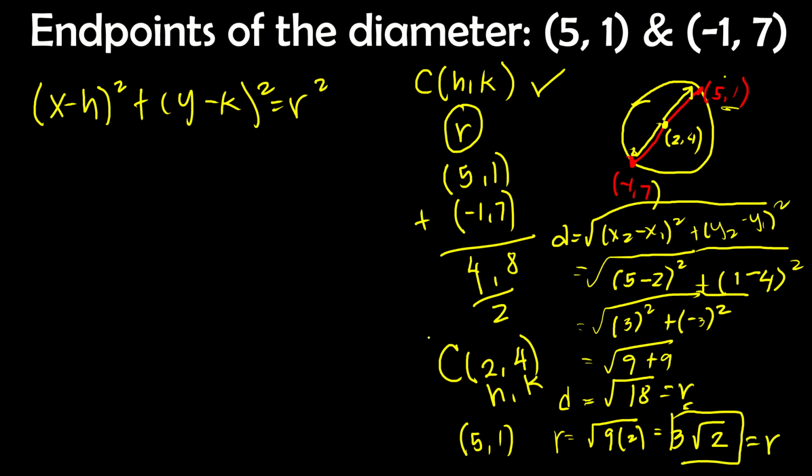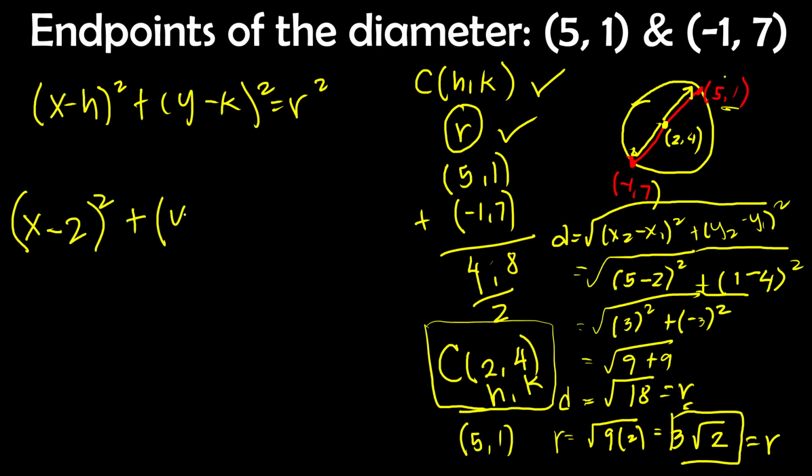We also have the center at 2 and 4. So we now have everything we need. Let's substitute here. So h is positive 2. The sign will be reversed. So we have x minus 2 squared plus y. Our k is positive 4. When the sign is reversed, it becomes negative 4 squared is equal to r squared. Our r is 3 square root of 2. So we need to square that.